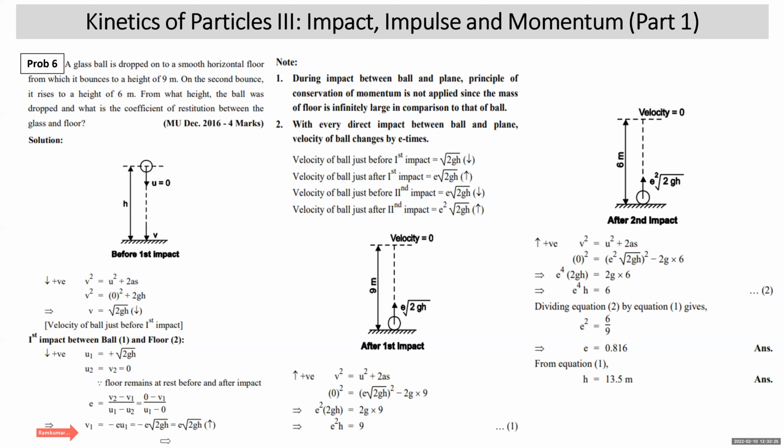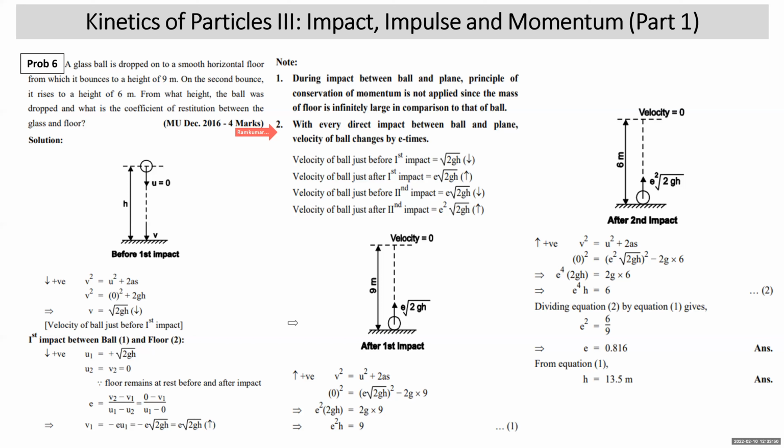Further, one more example. Suppose the velocity of the ball just before impact is 10 meters per second. e is 0.5. So what will be the velocity of the ball just after impact? 0.5 into 10, that is 5 meters per second. So this I have also listed. We should remember that with every direct impact between ball and plane, the velocity of the ball changes by e times. Direct impact means what? The ball is hitting the plane normal to it. The ball is hitting the plane perpendicular to it.